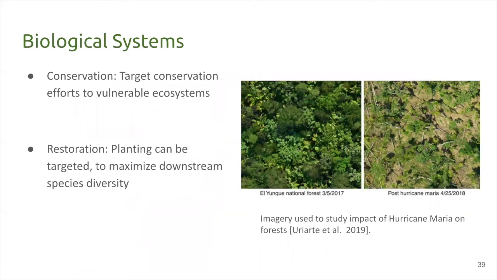Okay, so that's how you characterize risk. How do you try to improve the robustness and resilience of systems? For biological systems, we often think about conservation and restoration. So conservation, you want to prevent loss in biodiversity. Restoration, when there is loss, how do you restore the ecosystem?